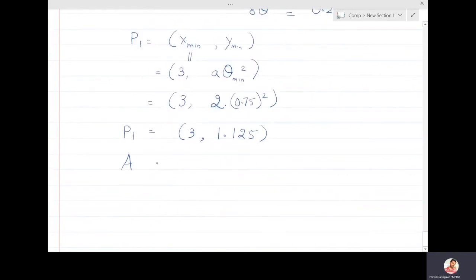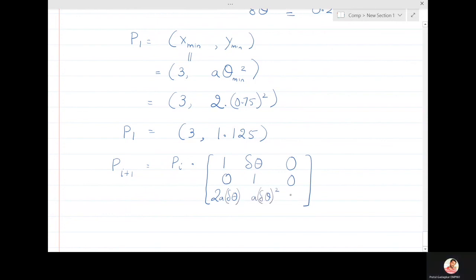The matrix A that I'm going to use for generating the points, we know what is that matrix. So p(i+1) is equal to p(i) into the matrix A, which is 1, delta theta, 0, 0, 1, 0, and 2a delta theta, a delta theta square, 1. I hope you observe this matrix is different from that for the case of y square equal to 4ax. Please note this.